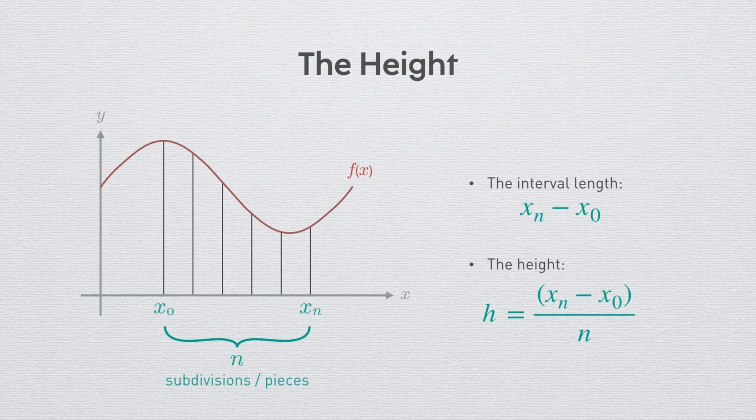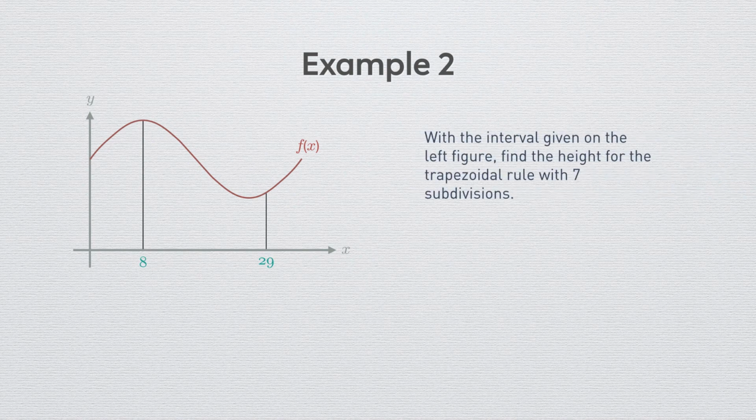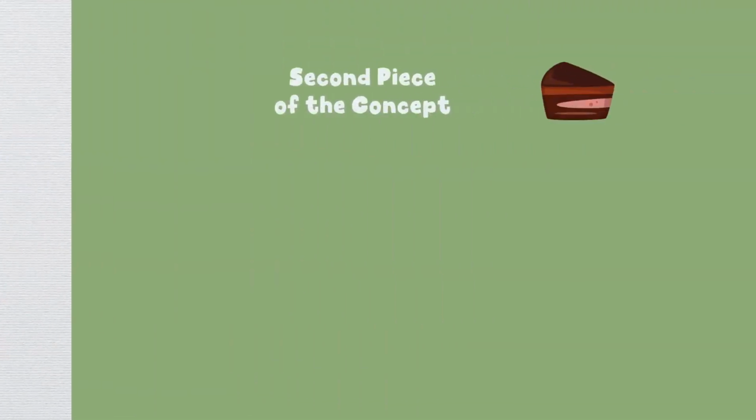Let's do another example. With the interval given on the left figure, find the height for the trapezoidal rule with 7 subdivisions. So the problem is telling us to divide the interval into 7 pieces. Since the interval length is the difference between 29 and 8, we just need to divide that by 7, which equals 21 over 7, and it simply equals 3. That's it, you could do it yourself too, right?